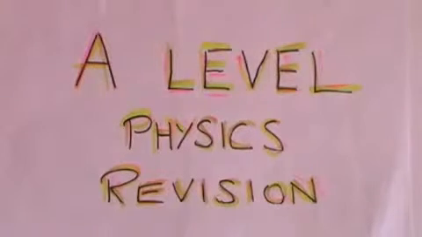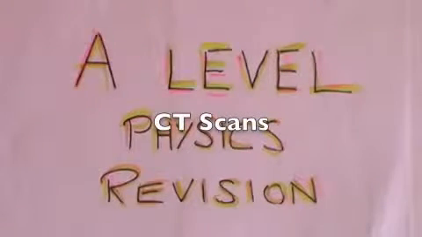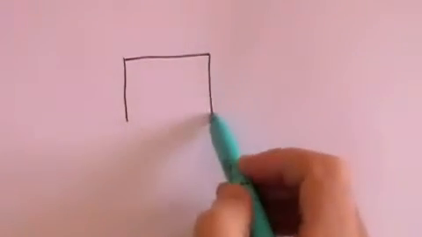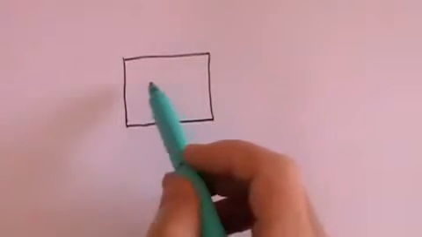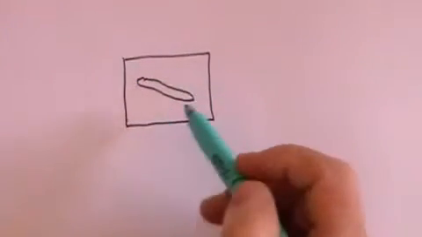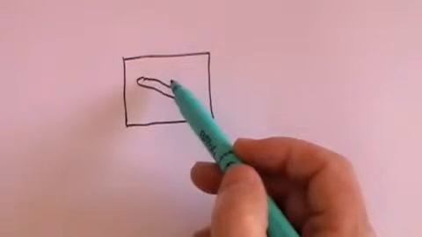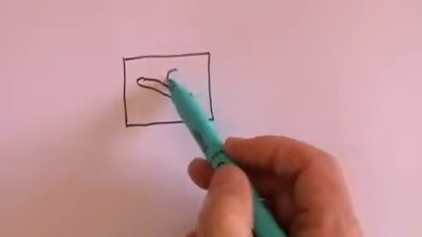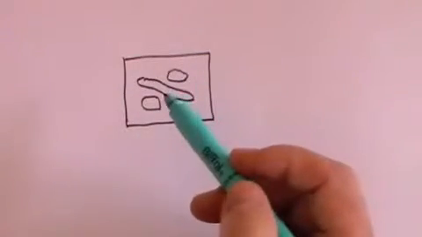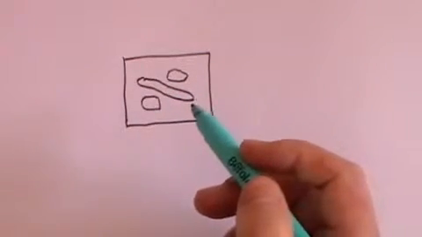Hello, today we are continuing in our A-level physics revision series, this time looking at CT scans. The point about an X-ray image is that it is a two-dimensional image. You simply get on a photographic plate the picture of a bone and maybe some other organs as well, but you've no idea whether a different organ is in front of or behind or by the side of the bone. You simply get the two-dimensional image.